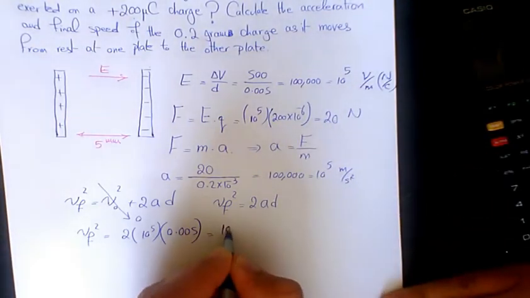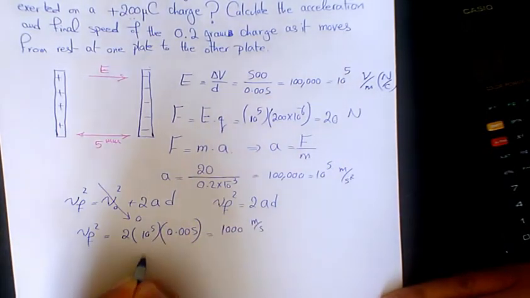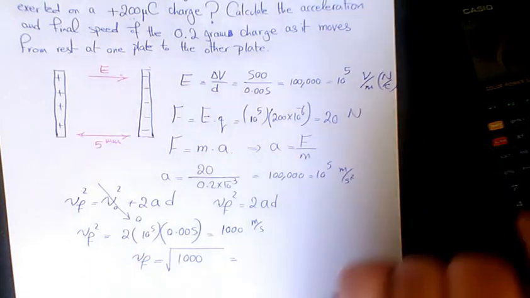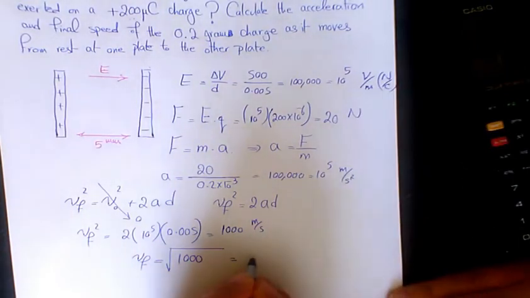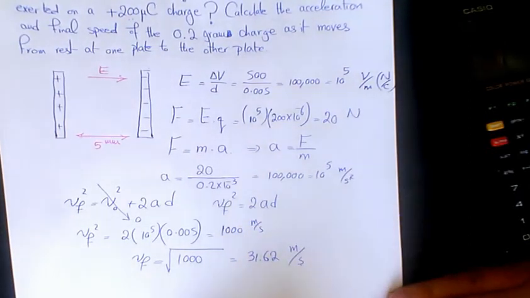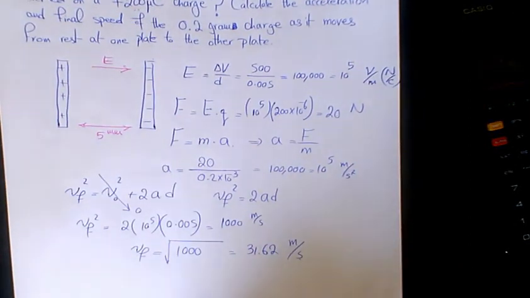That's going to be 1,000 meters squared per second squared. Vf is going to be the square root of 1,000, which is going to be 31.62 meters per second. That's going to be the final velocity.